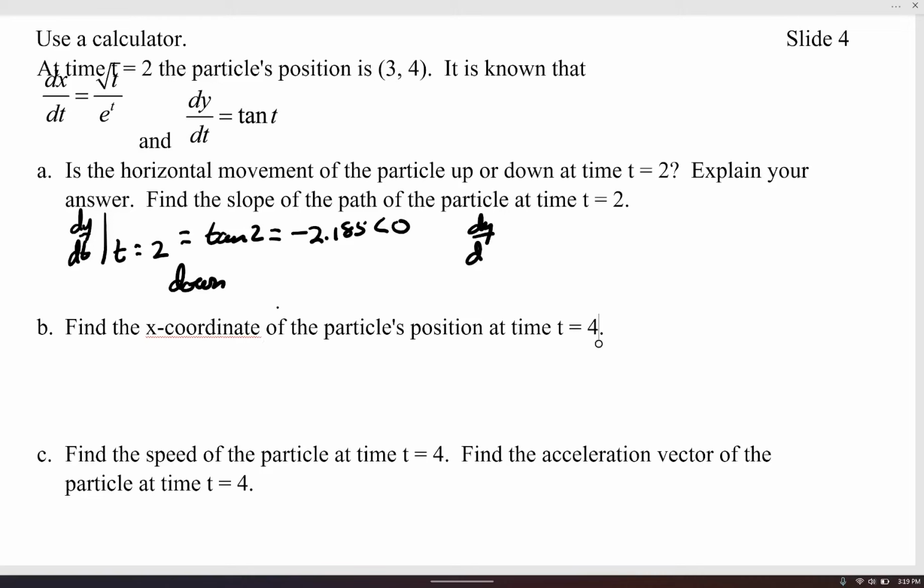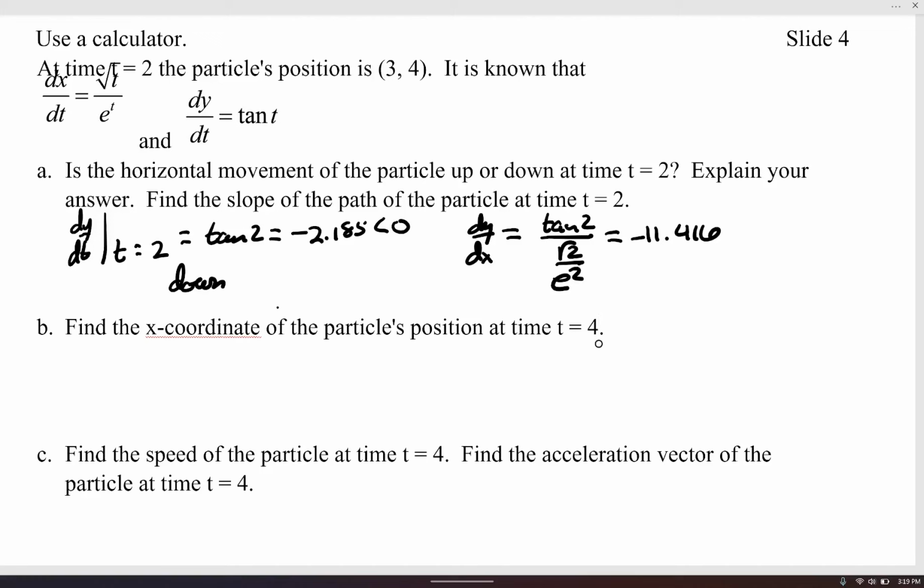dy/dx is equal to tangent of 2 over square root of 2 over e squared, and that's equal to negative 11.416. Find the x coordinate of the particle's position at time t equals 4.